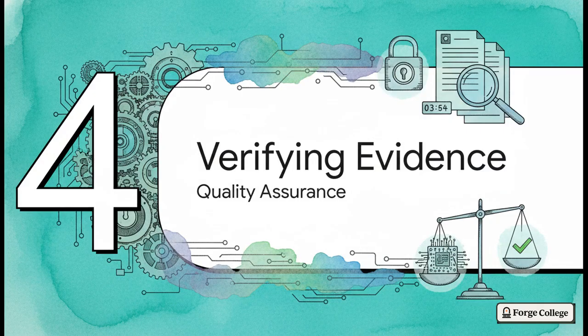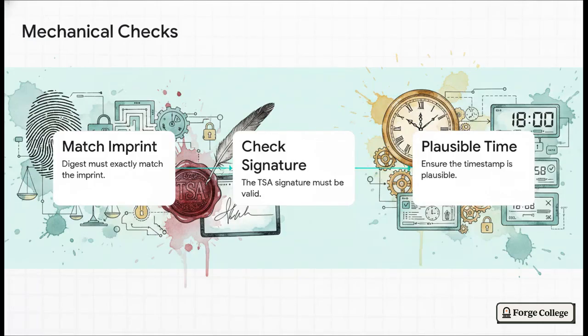Okay, we've built the machine. Now, Section 4, verifying the evidence. This is the quality assurance phase. How do we test it? Well, there are 3 mechanical checks. Number 1, does the digest match the imprint? Basically, does the fingerprint of the file you brought to court exactly match the fingerprint locked inside the token?